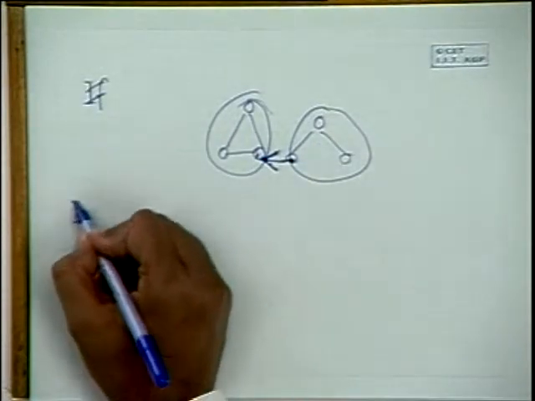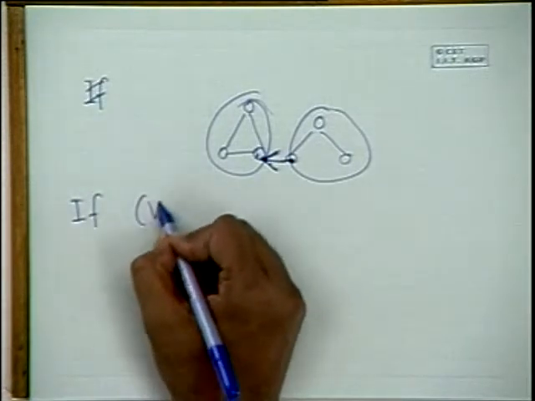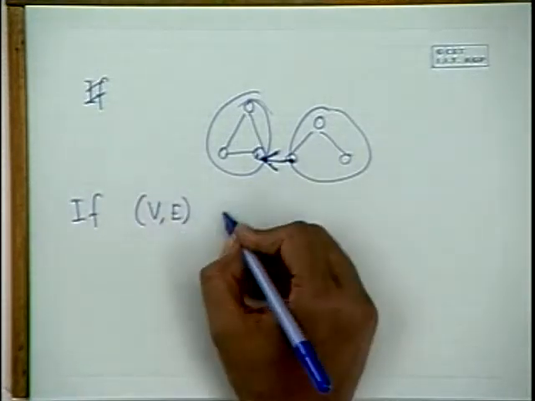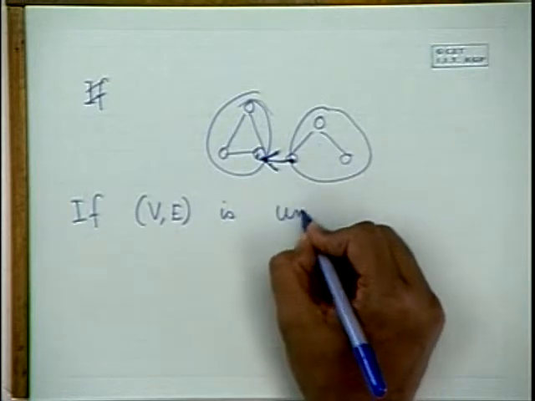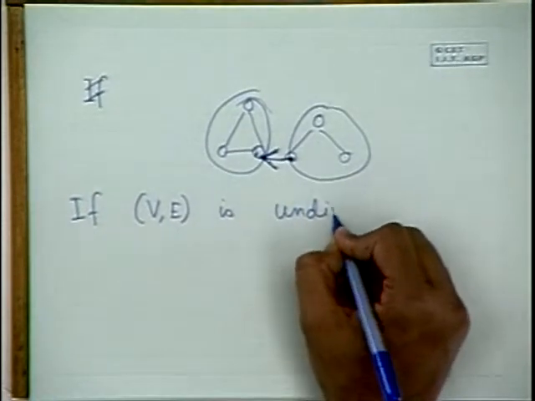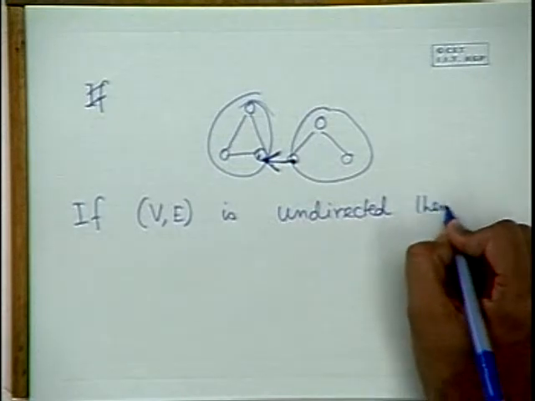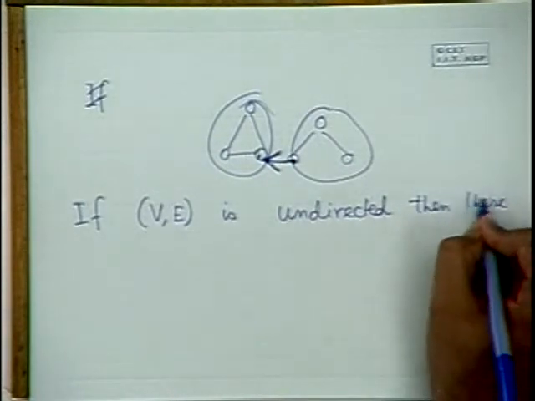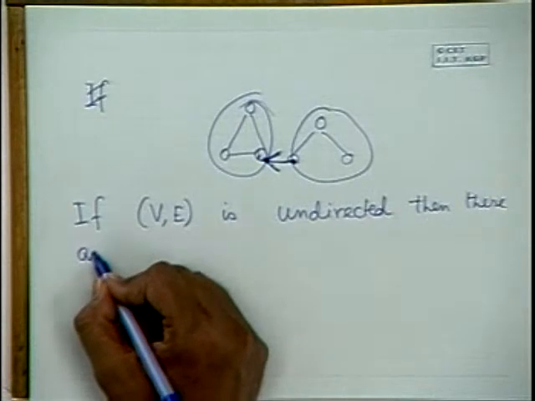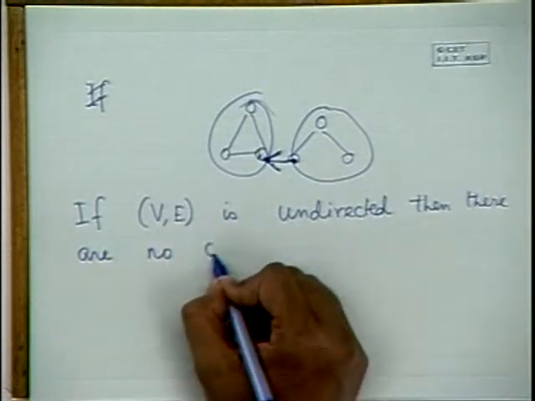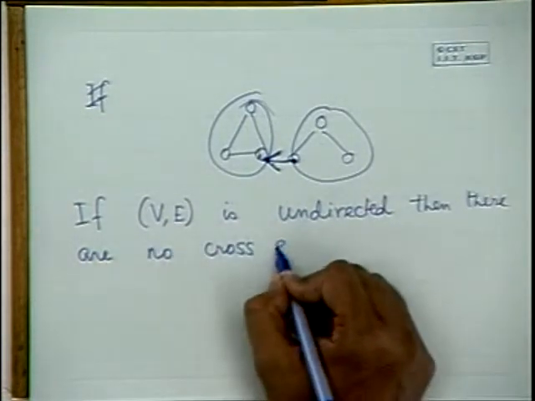So if the graph is undirected, then there are no cross edges.